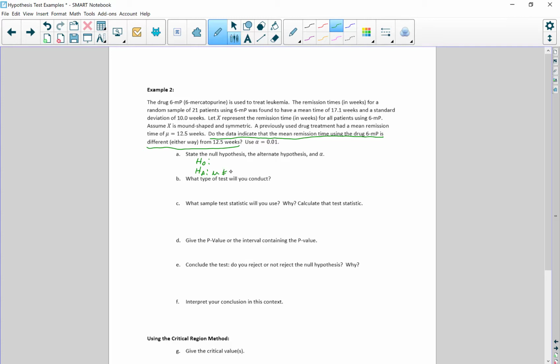So mu is not equal to 12.5. Our null is going to be the complement, so mu simply equals 12.5. And alpha is 0.01. It was given to us in this case. You will always be given alpha. I don't expect you to have to guess it, but you still have to state it. Type of test: in this case, we're doing not equals to, so it's pointing both ways. So it's going to be a two-tailed test.